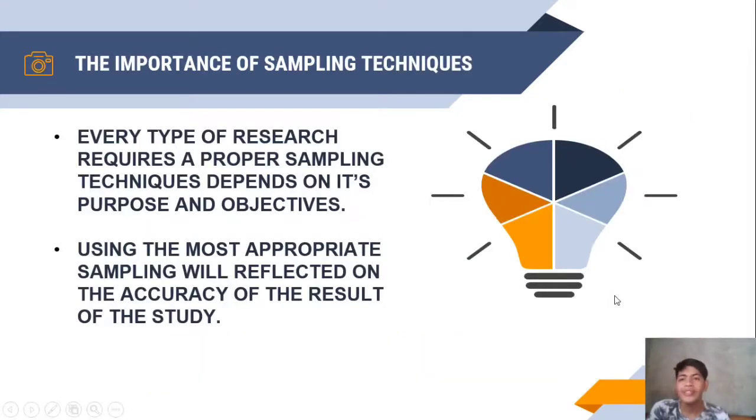So now, what is the importance of sampling techniques? Every type of research requires a proper sampling technique depending on its purpose and objectives. So sa pagpili kasi ng sampling techniques, it should be situational. Depende dun sa nature ng research study mo kung anong pipiliin mong sampling techniques para maging aligned and compatible sila sa isa't isa.